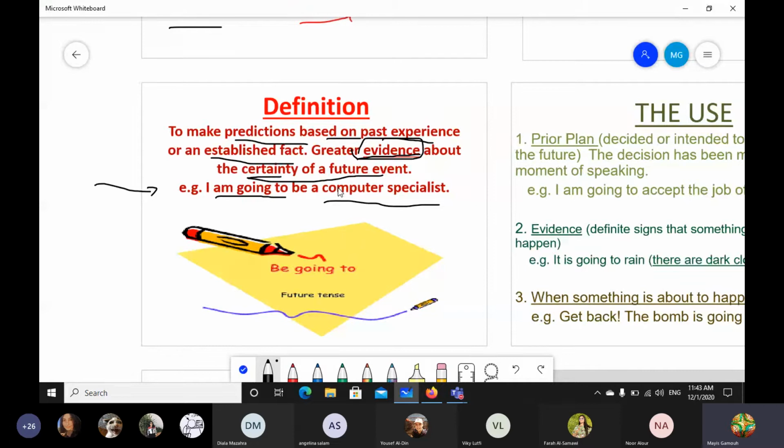I am not going to be an engineer, because I am studying medicine, so I am going to be a doctor. So this is a future prediction that is based on a past experience or on an established fact. And my evidence is that my major at the university is computer science. So this is the difference between both terms, will and be going to.